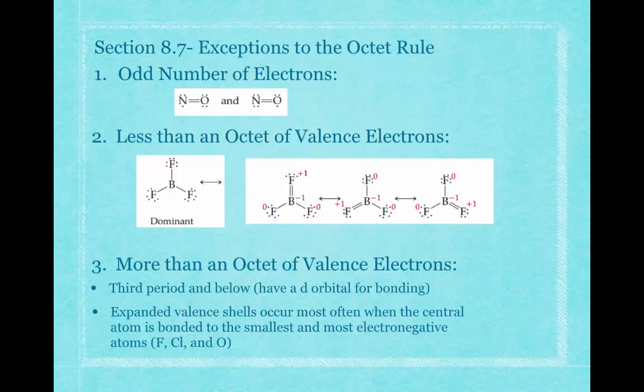Finally, you're more likely to have an expanded valence shell if your central atom is large and the atoms that the central atom is bound to are small. So central atoms that are large and that have small atoms bound to them are better able to fit more atoms and therefore are able to have much more than just an octet of valence electrons around them.